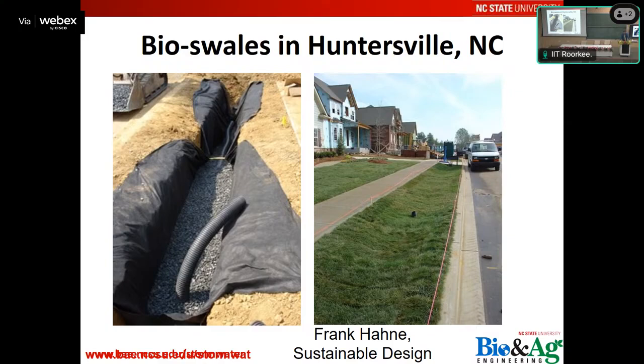Now, this practice, I think, does also have some potential to be used here in Roorkee and across India. Bioswales, and we're going to talk about bioretention at the very end of this lecture, the third lecture today, rather. But bioswales are a hybrid of bioretention, which is a fill media-based practice, and swales.